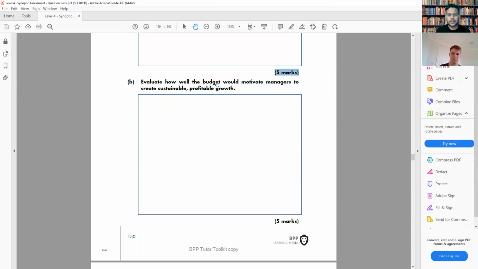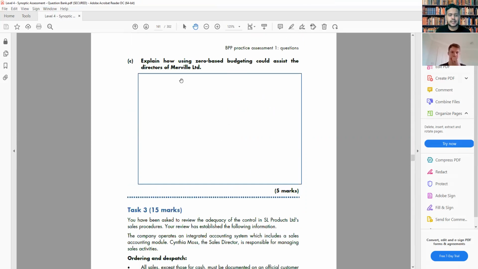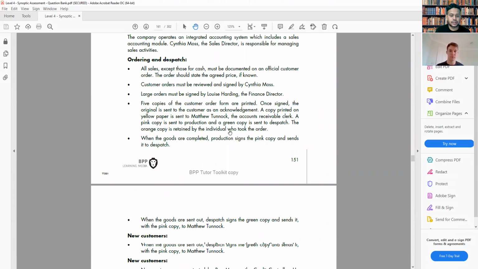And you see, evaluate the budget. Here you have to write something, explain on sustainable and profitable growth. And this one says, explain how the zero-based budget could assist the director. Now, as I said, we have to know all the budgets. We have to know cash budget, rolling budget, zero-based budget, incremental budget. So all the budgets have to be in your head, because we don't know which one will come in the exam, isn't it?